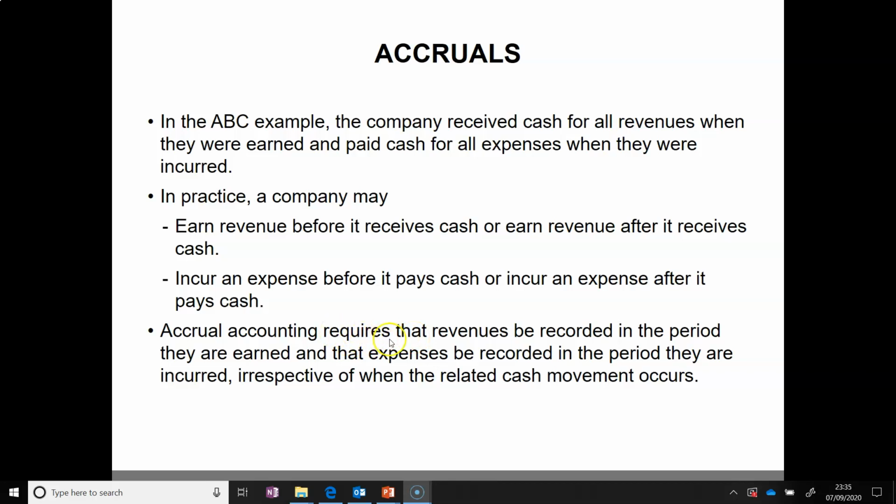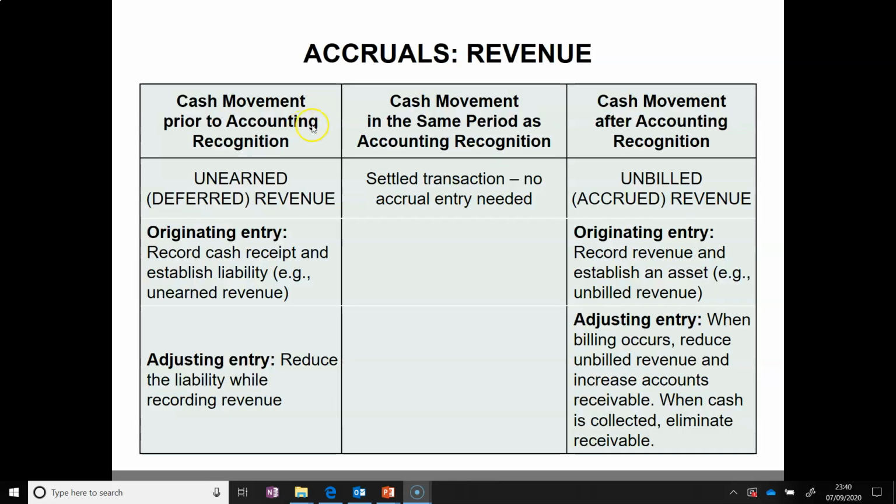Accrual accounting is in line with the matching principle of accounting, which requires that revenues and expenses are matched in the period to which they belong, rather than waiting for the cash to change hands. Accrual accounting enables them to provide a true and fair view of the financial position and financial performance of the business. Here we have three possibilities or scenarios.